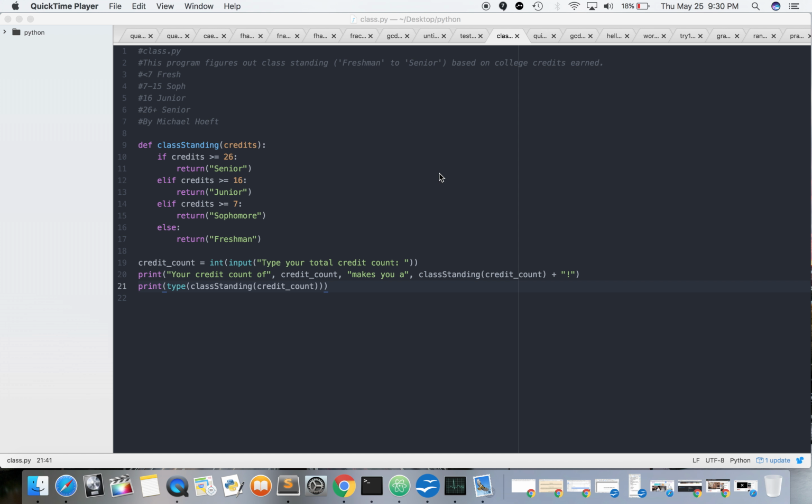Number 5, page 230. The BMI is calculated as a person's weight in pounds times 720 divided by the square of the person's height in inches. A BMI in the range of 19 to 25 inclusive is considered healthy. Write a program that calculates a person's BMI and prints a message telling whether they are above, within, or below the healthy range. All right, above, within, or below the healthy range.